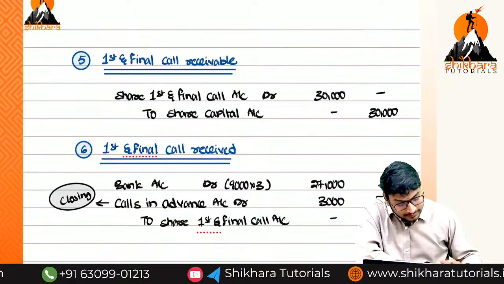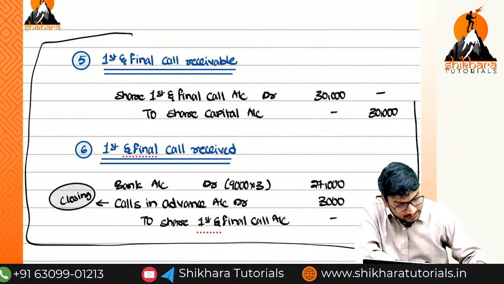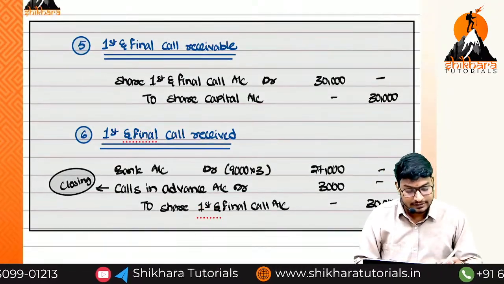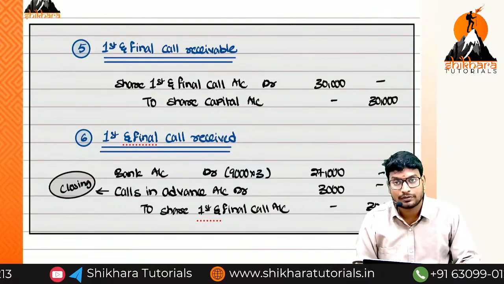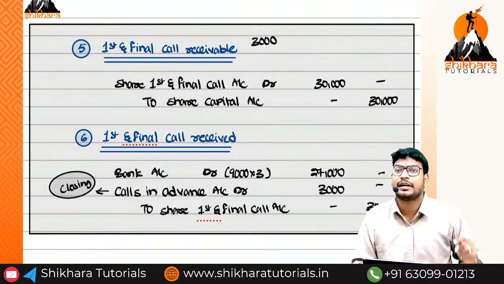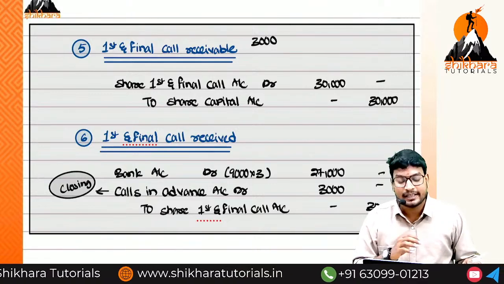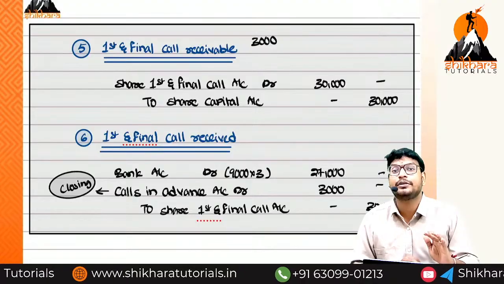So this representation is also right. Or some of the people may follow another way. Instead of writing this entry, how much amount do we have to receive now? Already we have received 3,000. How much amount do we still have to receive? 27,000. At that point of time, which entry will they pass? Share first and final call account, amount only 27,000.